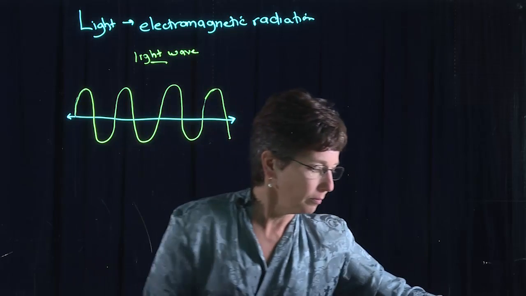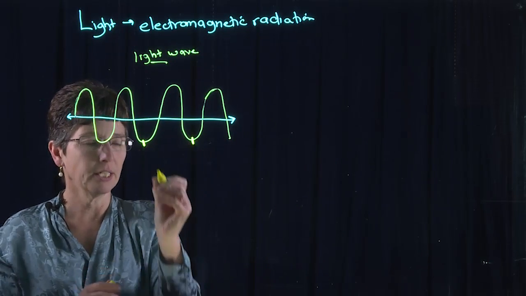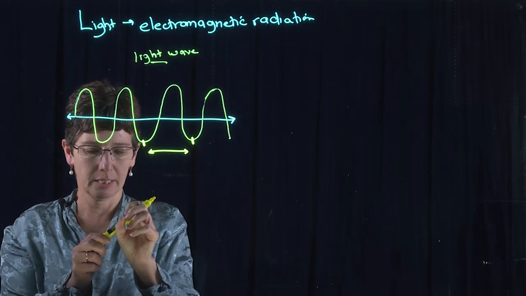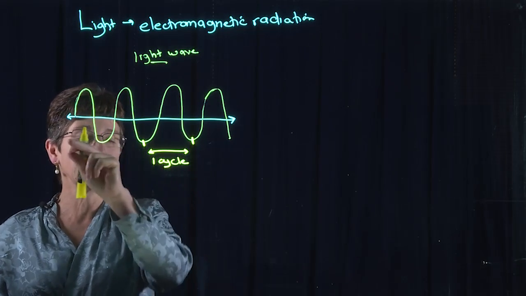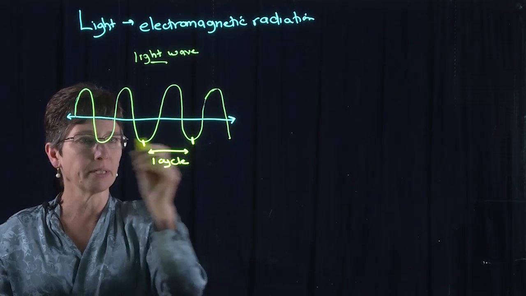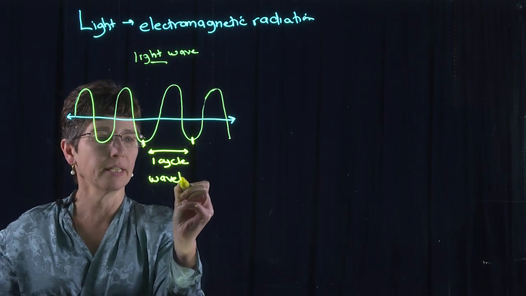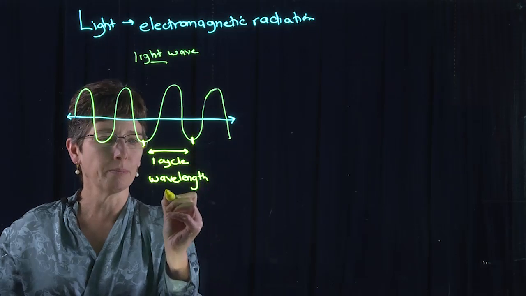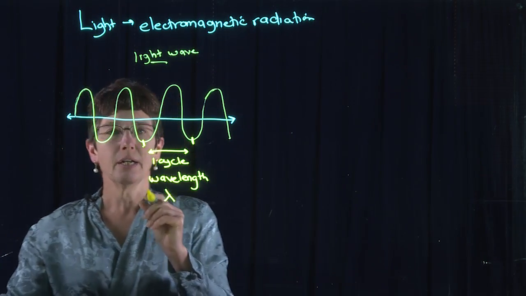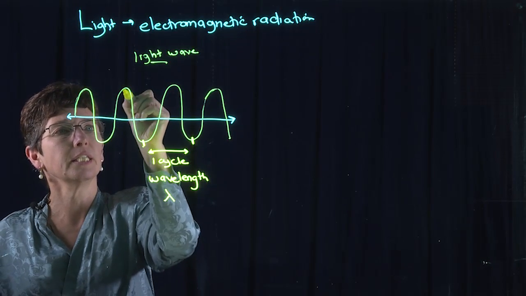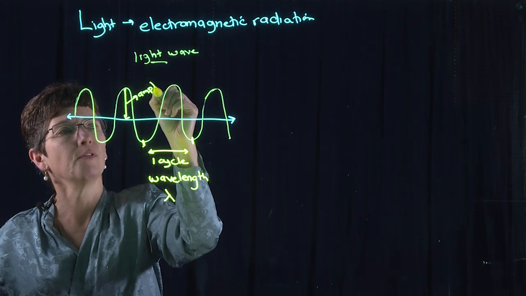And so there are some features here to point out. From here to here, this is a cycle, a cycle of the wave. And this distance, so we're assuming that the wave is propagating along this distance, from here to here is the wavelength. And we represent that with this symbol. And then from here to here, this is the amplitude of the wave.